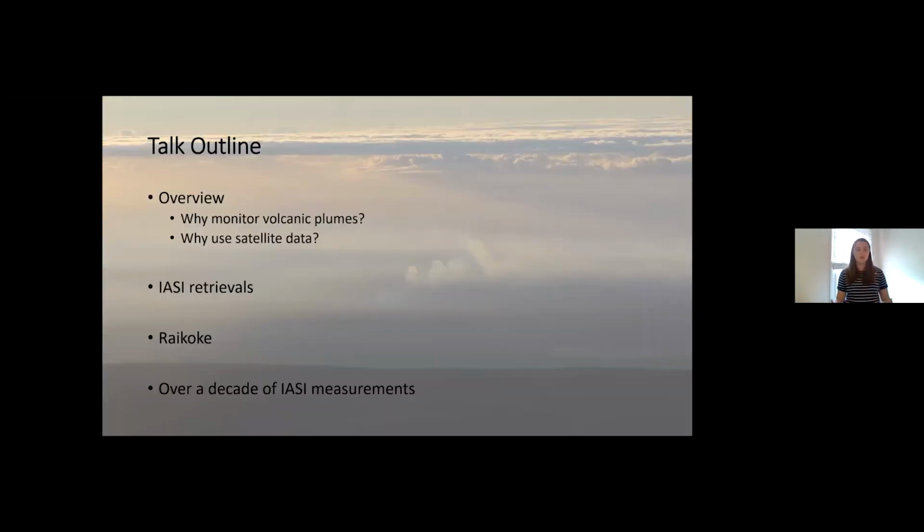So to begin with, I want to talk a little bit about why we monitor volcanic plumes, and then also why we use satellite data to do this, before giving a little bit of an introduction to our IASI retrievals and the IASI instrument itself. And then I want to talk a bit about some of our results from two studies that we're currently doing. The first looking at the eruption of Raikoke, which took place in June 2019. Has been a particularly interesting case study. And then a second study, which has been looking at over a decade of IASI measurements of SO2.